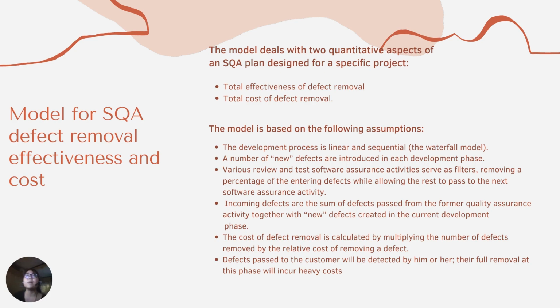The next assumption the model has is that incoming defects are the sum of defects passed from the former quality assurance activity together with the new defects created in the current development phase. Second to the last assumption is that the cost of defect removal is calculated by multiplying the number of defects removed by the relative cost of removing a defect. And the last assumption for the model is that defects passed to the customer will be detected by him or her. Their full removal at this phase will incur a heavy cost.